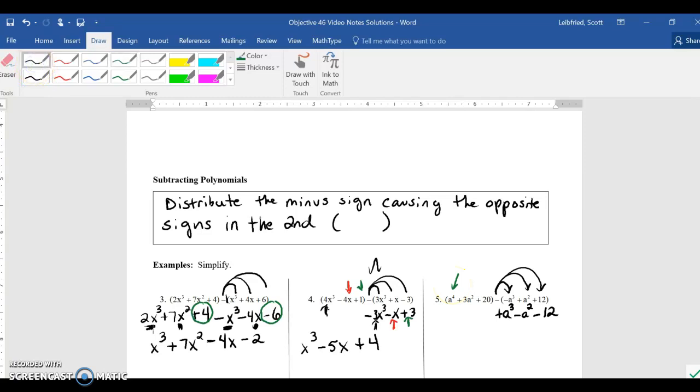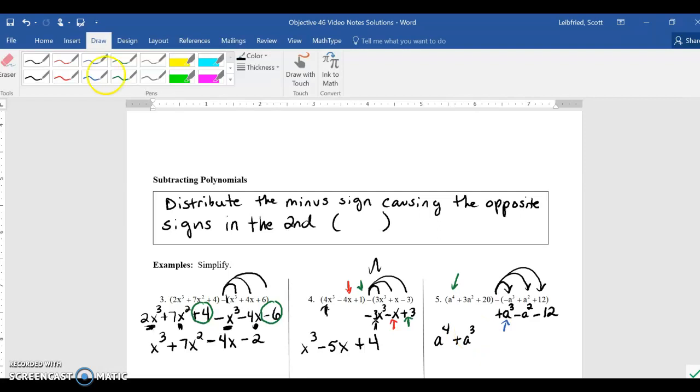That is unlike anything else. So that's a to the 4th. Then we look at a third degree. Well, the third degree is right here. There's no other terms that have a 3. There's nothing over here that has a 3. So we can't use any of those. So we just write down plus a cubed.